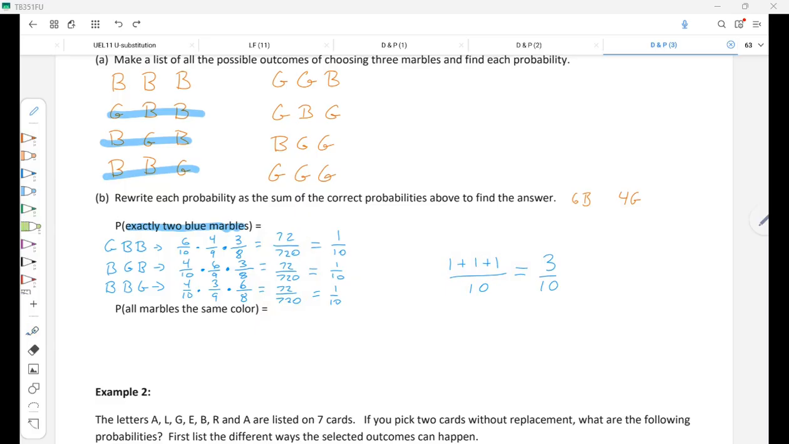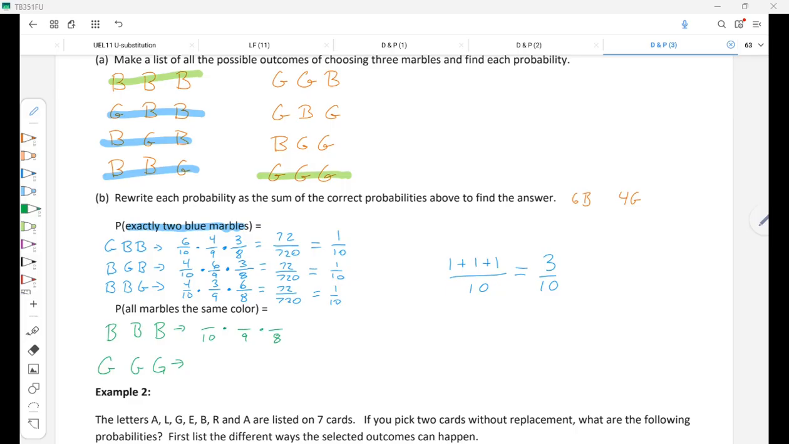All right, next question. All marbles are the same color. So different situation. Now we're saying I got all blues or all greens. So those are the only 2 probabilities I need to find out here. B, B, B, and G, G, G. Just like the problem before, our denominators are going to go 10, 9, 8.